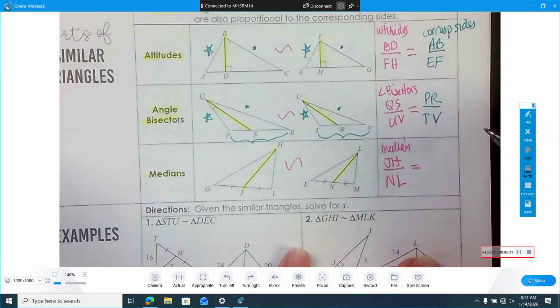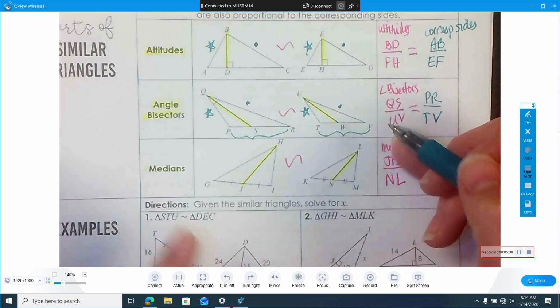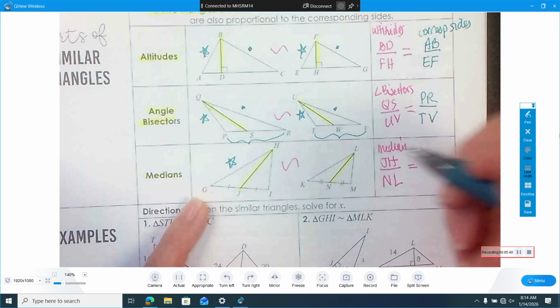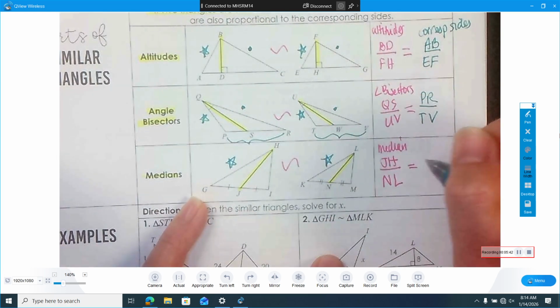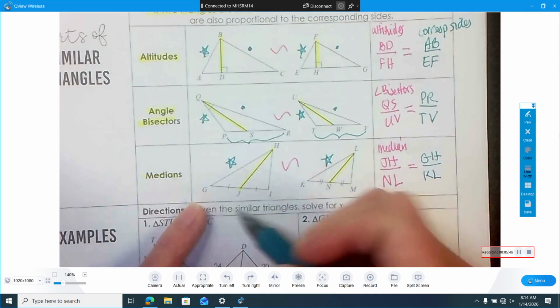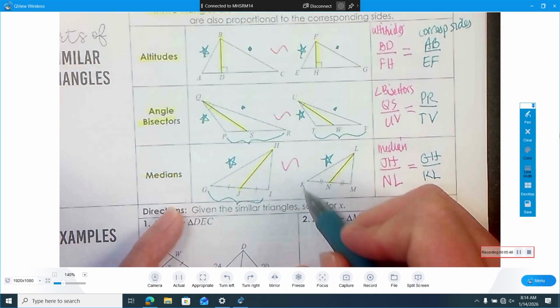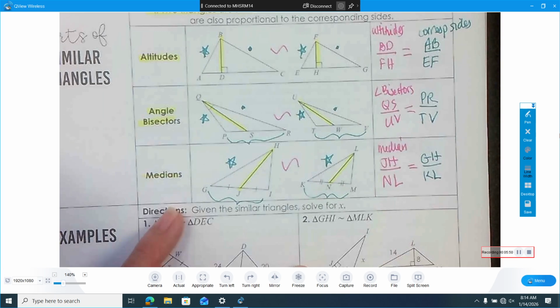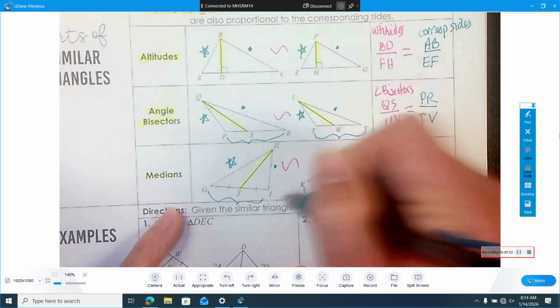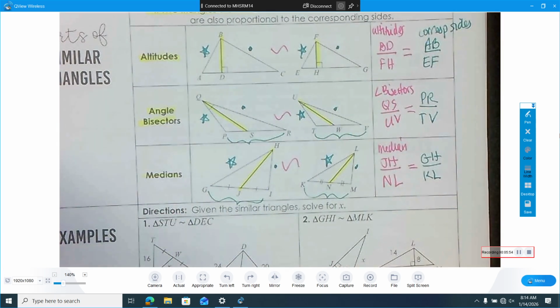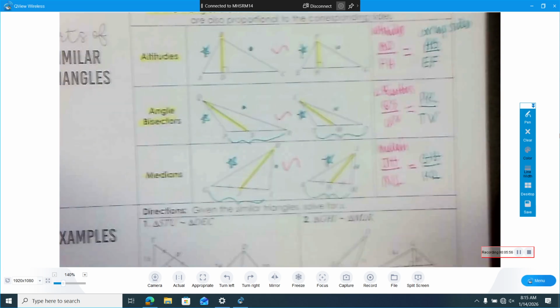G and K? Those are angles. So I need pairs of sides. Oh, GH. Okay, so we could say GH and KL. That's an option, GH and KL. Or I think, Clayton, did you say GI and KM? Yeah. And also HI over LM. So any pair of corresponding sides.